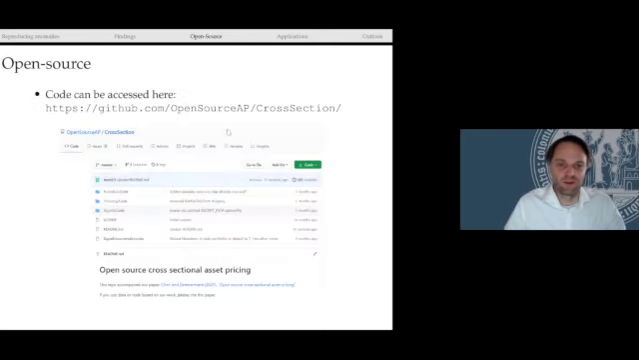Code can be accessed on GitHub. This is where we have the entire code. You can look at how each individual signal is constructed, how we process all the data sets that we use. So I hope this is going to be useful.